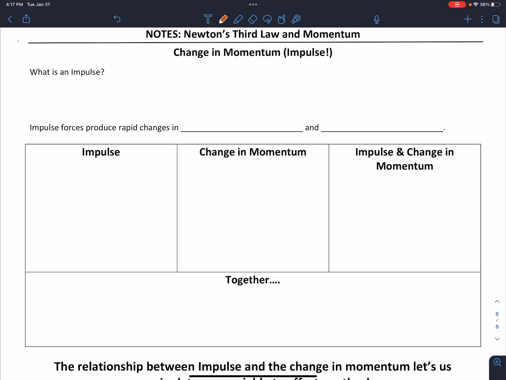Hi everybody, this is Dr. Nigro with a screencast for the notes on change in momentum, which is also known as impulse, which is part of our Newton's third law and momentum unit.